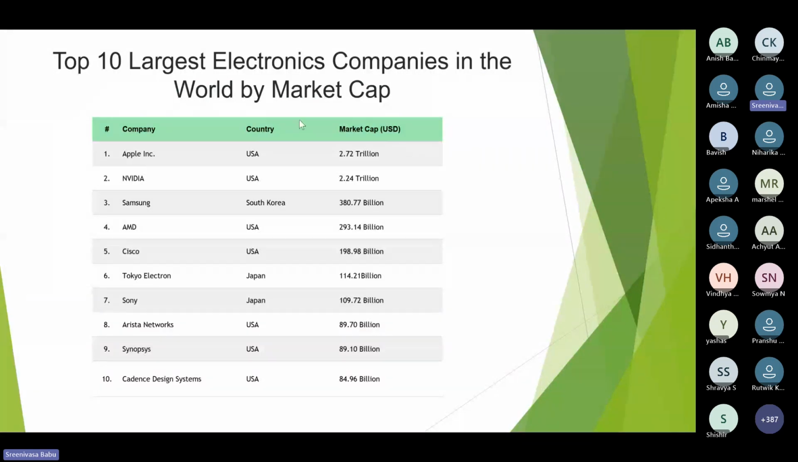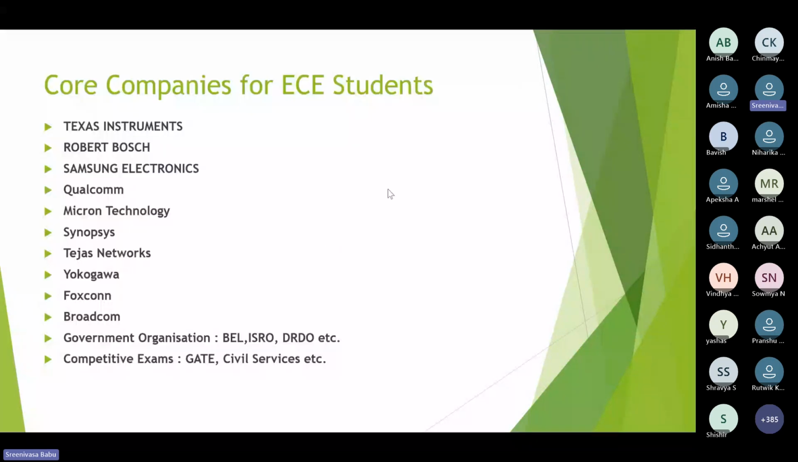And these are the core companies in which our students have been placed. They got jobs, okay, right? So I've included few government organizations and included competitive exams also, right? Because if you study this subject, it will be useful even for the competitive exams, for GATE and for civil services, etc. Okay. These are the major companies. Texas Instruments is, you can say, our major core company in which our students get placed, right?